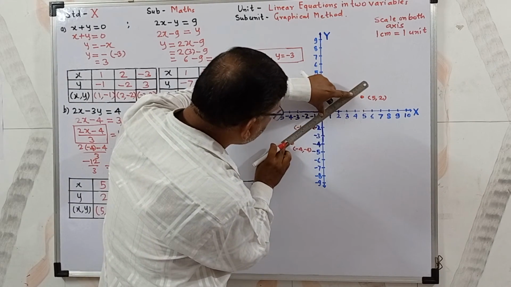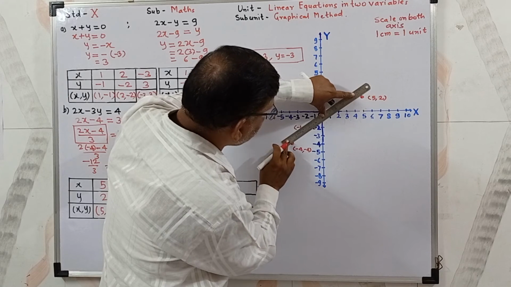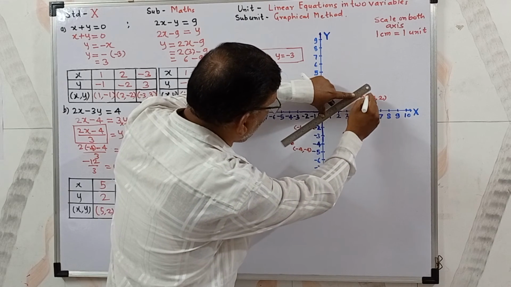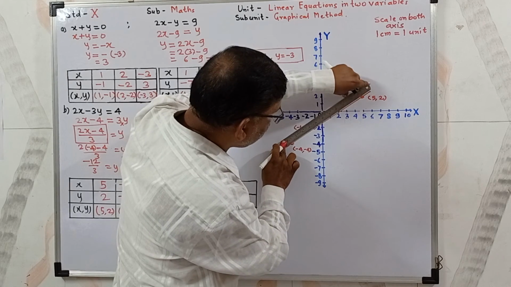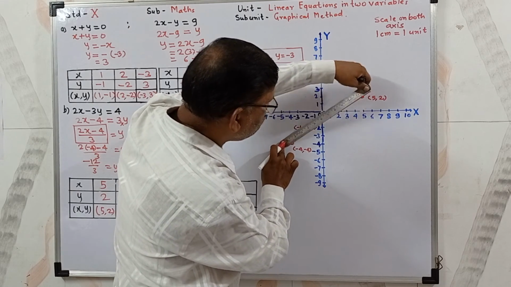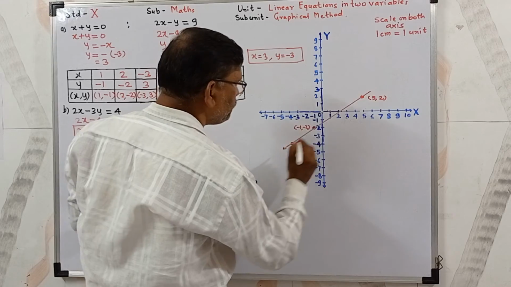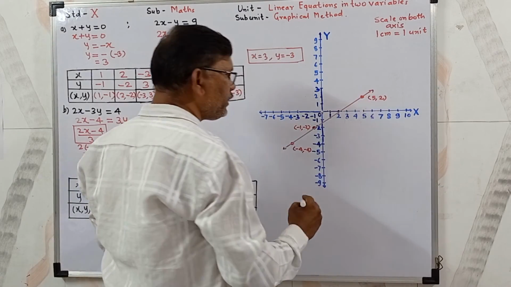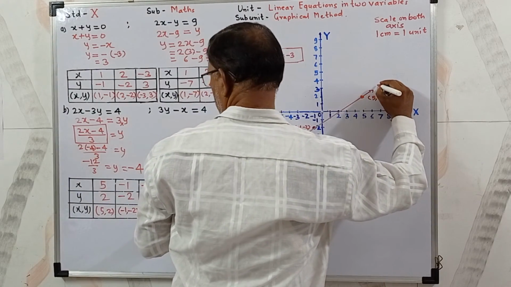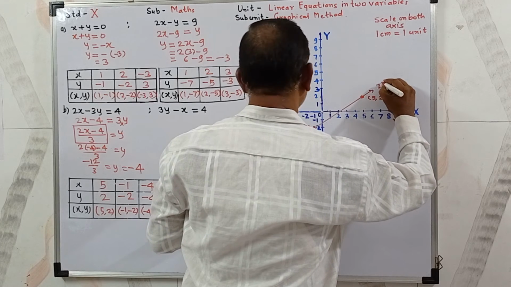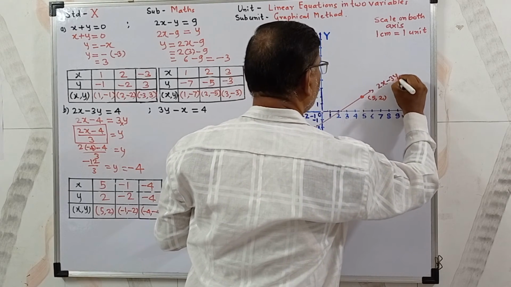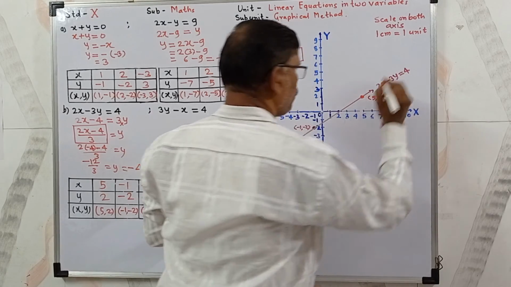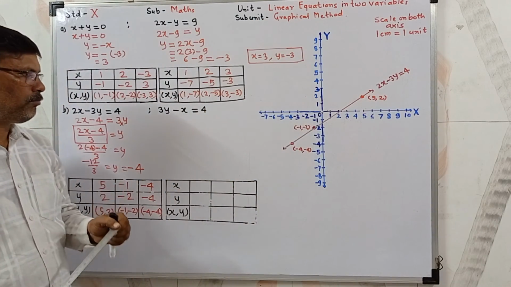Listen, these 3 points appear on the same line. These are collinear points, and the line is 2x minus 3y is equal to 4. Understood?